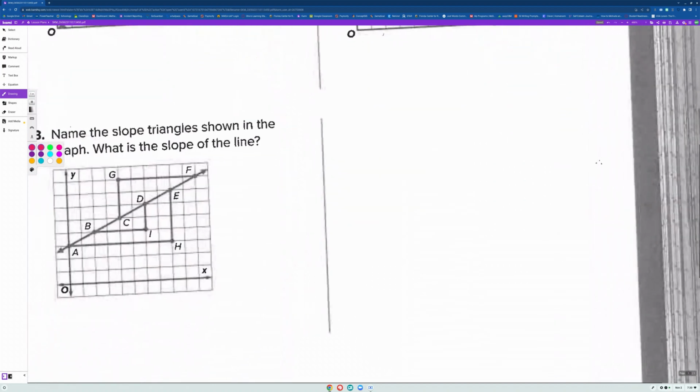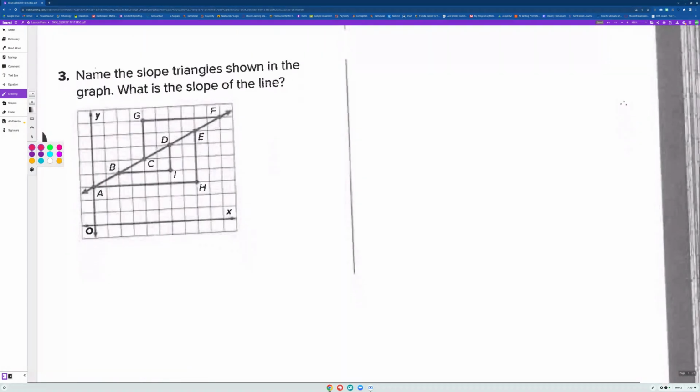So let's take a look at this last one right here. We're going to name the slope triangle shown in this graph, and then what is the slope of the line? So it looks like there's a lot going on, and that's because there is. So what I'm going to do for you guys is I'm going to go ahead and just show you guys our different points. All right, so I see one triangle right here.